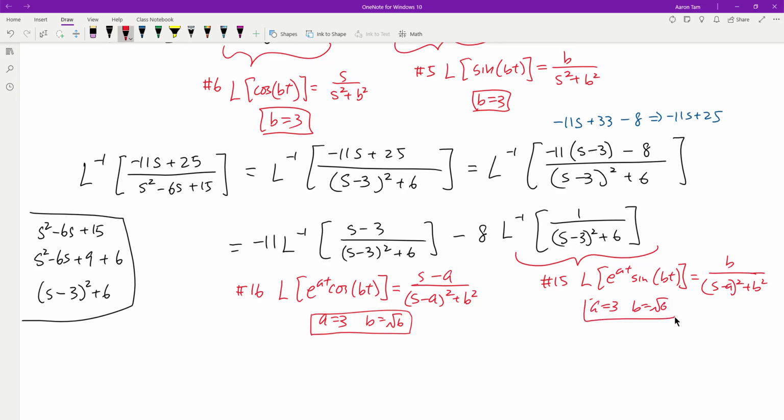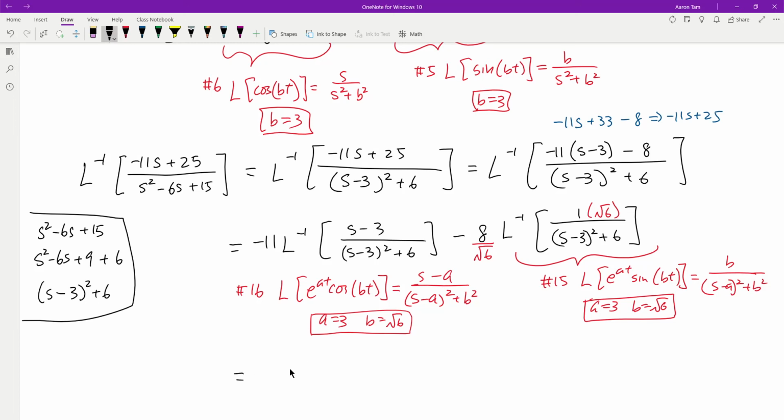So in order for me to use this rule correctly, I do need b on top, which means I need a radical 6 on top. I don't have radical 6 on top. So what do I do? I make it. I'm going to multiply by radical 6 on top, but then I also have to divide by radical 6 on the bottom to balance it out. And so with all this work done, now I have my expression.